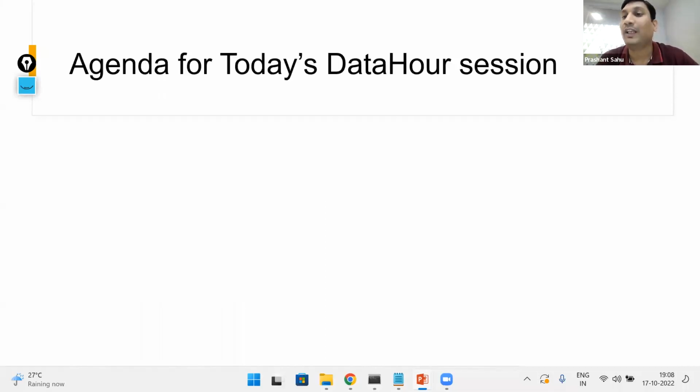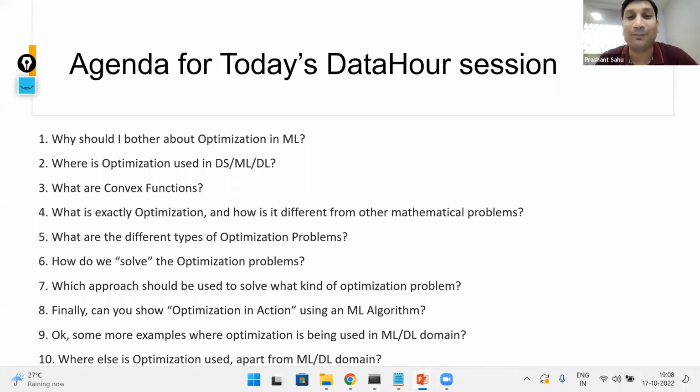Quickly going towards the agenda, these are the 10 points I'm going to cover. It looks like too much, but I'll try to be concise and precise. First, why should I bother about optimization? Then, where else is optimization used in machine learning and deep learning? What are convex functions? Because I use the word convex optimization, you need a basic understanding of what a convex function is. And then we need to understand what we mean by optimization. What are you actually meaning to do?